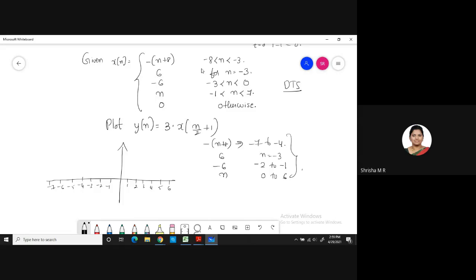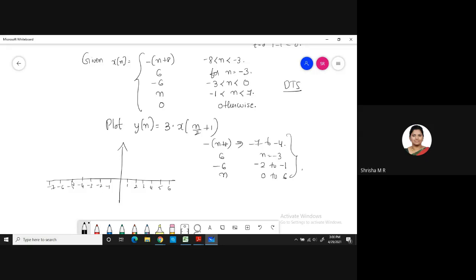Okay. So they have given you, amplitude is minus of n plus 8 between minus 8 to minus 3. Okay. So n is greater than minus 8, that is minus 7, and it's less than minus 3, that is minus 4. Sorry, it's minus 4, not minus 2. So between minus 7 to minus 4, the amplitude is minus of n plus 8. You have to substitute the values of n at that particular instant, and we have to plot.